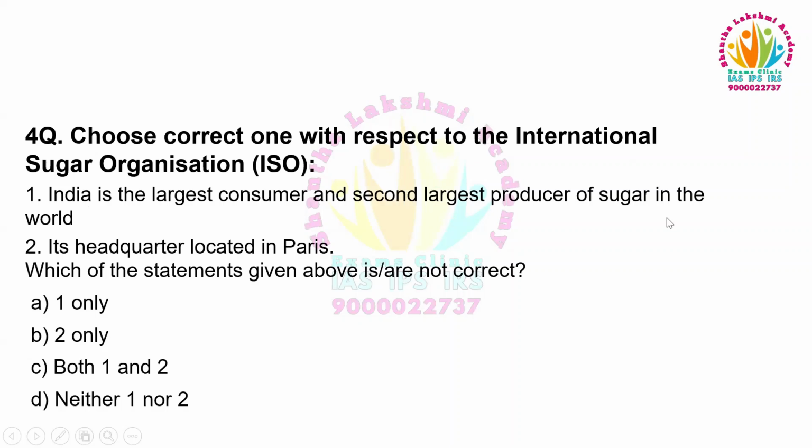Choose the correct one with respect to the International Sugar Organization. One, India is the largest consumer and second largest producer of sugar in the world. Two, its headquarters is located in Paris. Which of the statements given above is not correct? One only, two only, both one and two, neither one nor two.